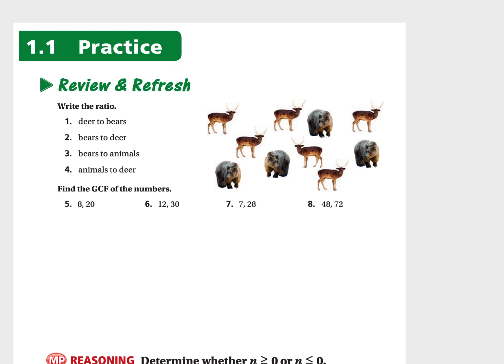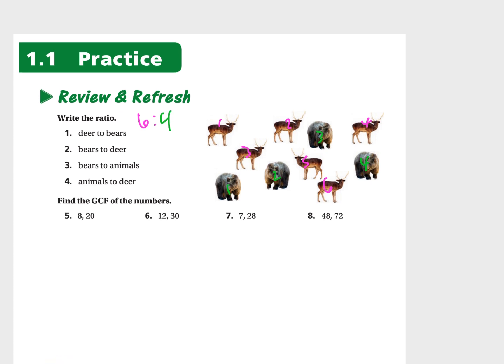We're going to write ratios. Deers to bears. There's 1, 2, 3, 4, 5, 6 deer. So right away the ratio is 6 to, and how many bears? There are 1, 2, 3, 4. 6 to 4. You could write it like that, or like this. You could say 6 to 4. You could also reduce it to be 3 over 2. I really don't care. That is the answer for number 1.